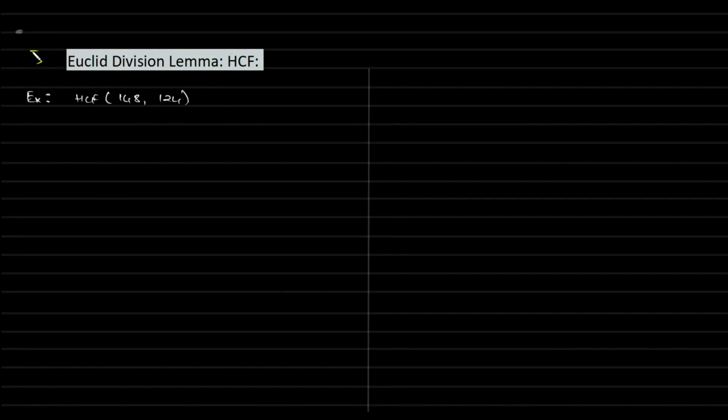So we are looking at Euclid division lemma to find the HCF. HCF, as you know, stands for highest common factor. It's the highest number that can divide both the given numbers or set of given numbers. So here we are not using prime factorization, we are using division to find the HCF. That's the whole idea over here.